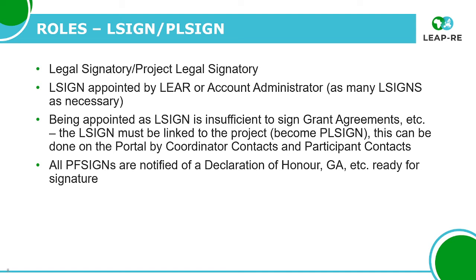The main role of PL-signs in the project is to sign legal documents such as declarations of honor or grant agreements. Note that L-signs cannot sign project documents. They must be assigned to the project and become PL-signs first. Whenever there is a document to be signed, all PL-signs get an automatic email notification and any one of them can sign.